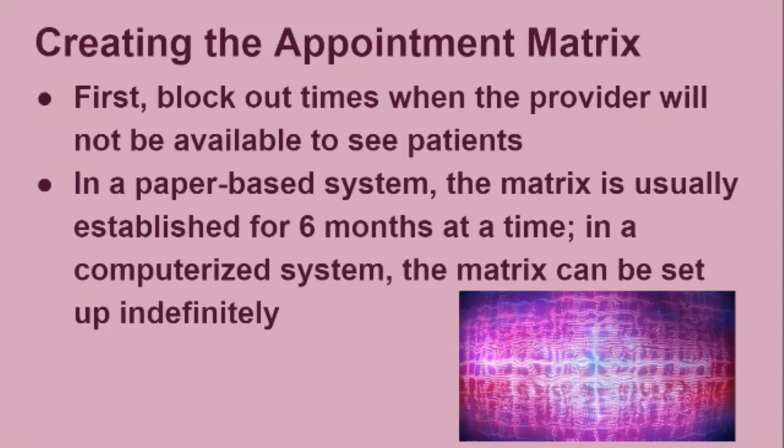Creating the appointment matrix. The first step is to block out times when the provider will be available to see patients. You have to stop and think about if your provider goes to the hospital to see patients, when does he do that? Does he do that in the morning? Does he do that after lunch, or does he do that in the afternoons? In a paper-based system, the matrix is usually established for 6 months at a time. In a computerized system, the matrix can be set up indefinitely. Most facilities now are using a computerized system.